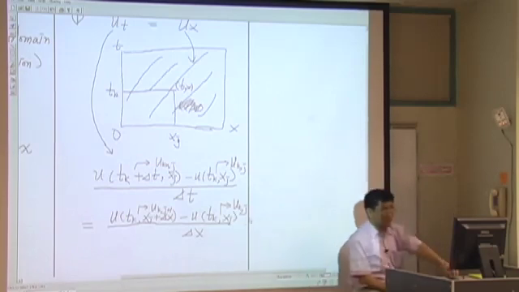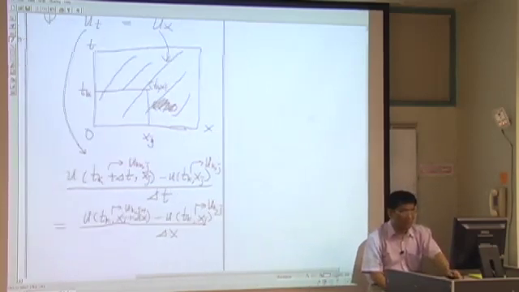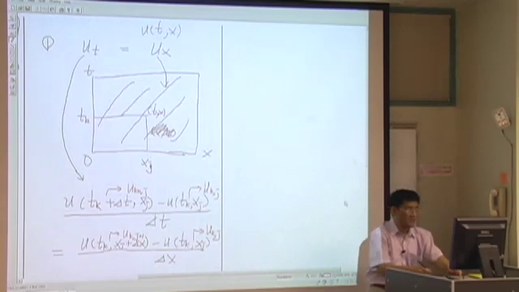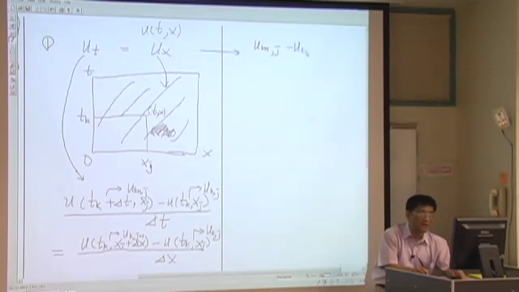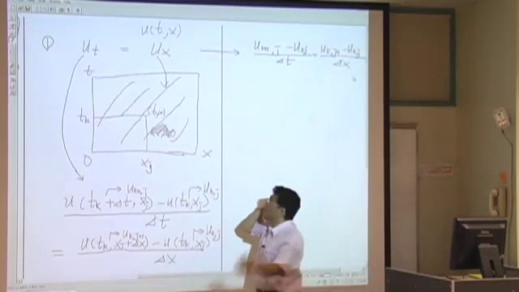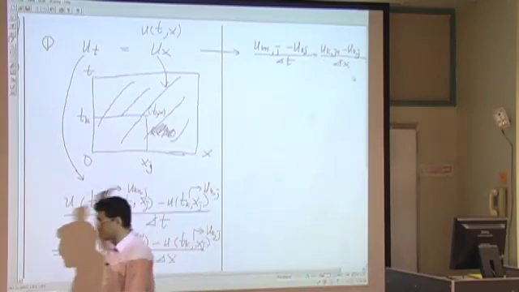Then I will rewrite the differential equation on the third column here. So this differential equation became u k plus 1 j minus u k j over delta t, and then u k j plus 1 minus u k j over delta x, right? But even this is too much.